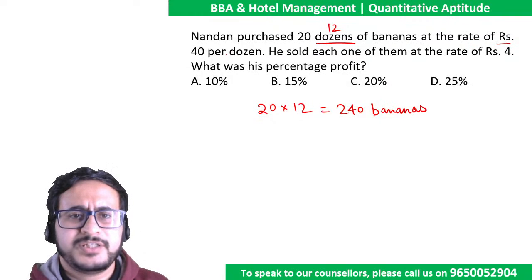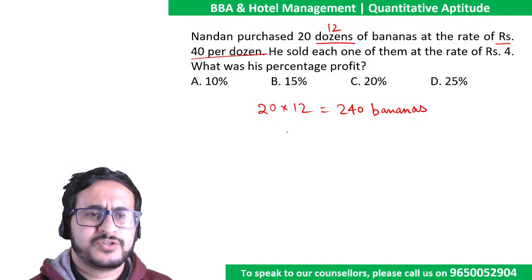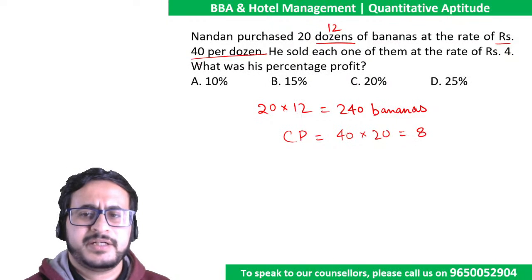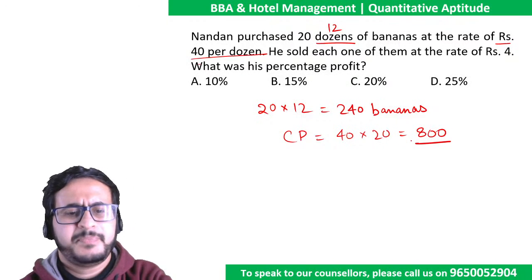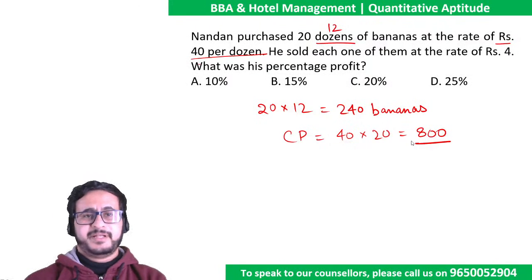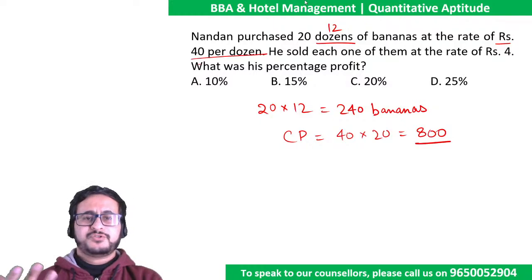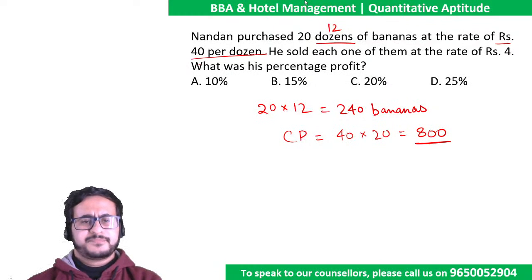He purchased them at the rate of rupees 40 per dozen. Okay, so what is his cost price? Cost price is 40 per dozen and 20 dozens. So 40 into 20 dozens, that is 800 rupees. So he spent 800 rupees in buying the bananas. So we know the cost. We have to find the profit. So we should know the selling price.